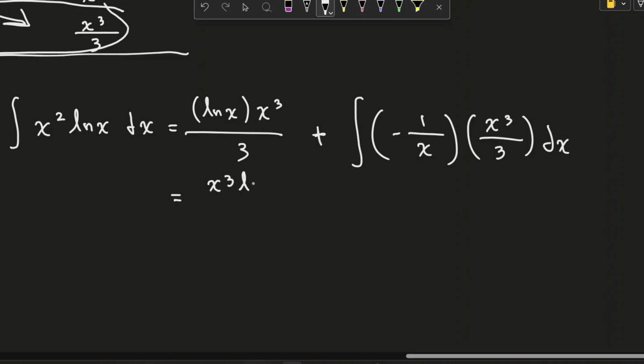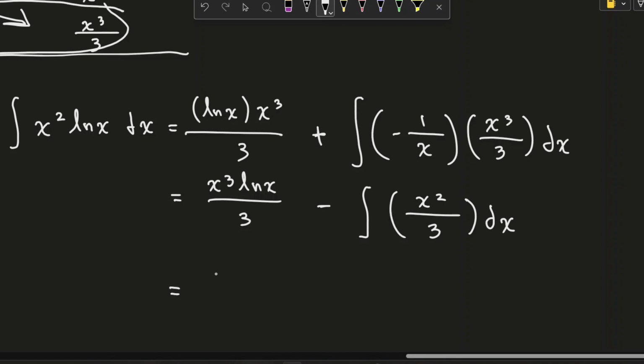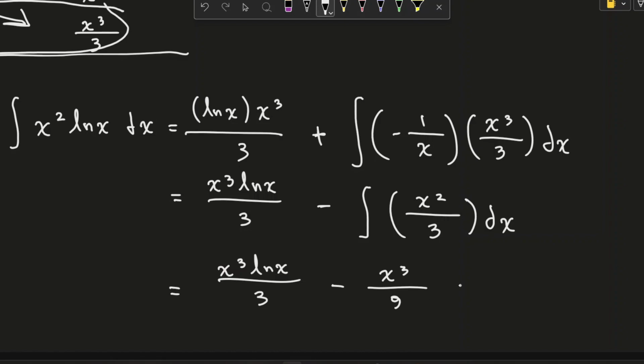So the value will look something like this: x squared over 3 and dx. So that's the final answer.